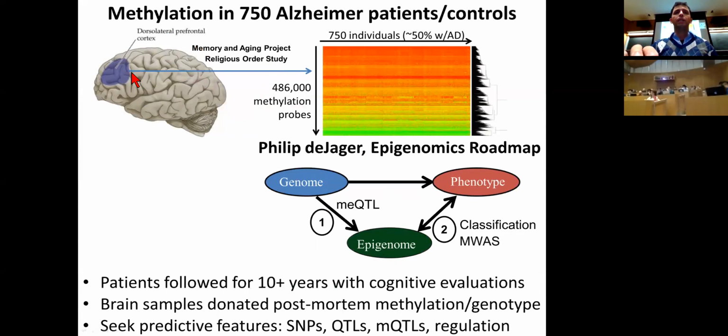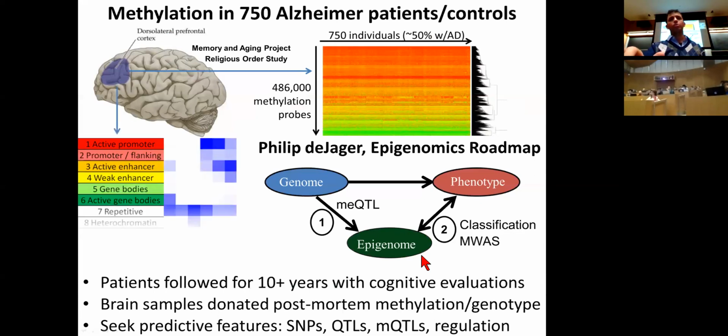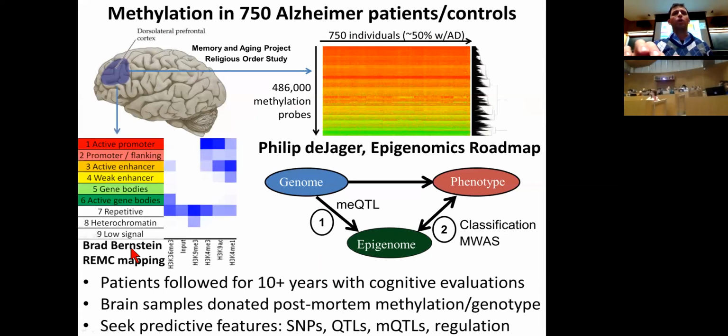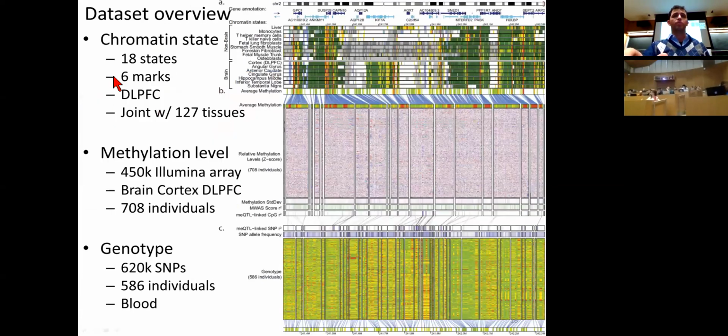What we're going to do is measure methylation level at 480,000 loci using a methylation array across the 750 individuals, about half of whom have Alzheimer's disease. That allows us to start understanding the relationship between genetic variation and epigenomic variation. And we're going to do that in the context of the chromatin state annotation of these regions. Here's what an eQTL looks like when you actually visualize it.